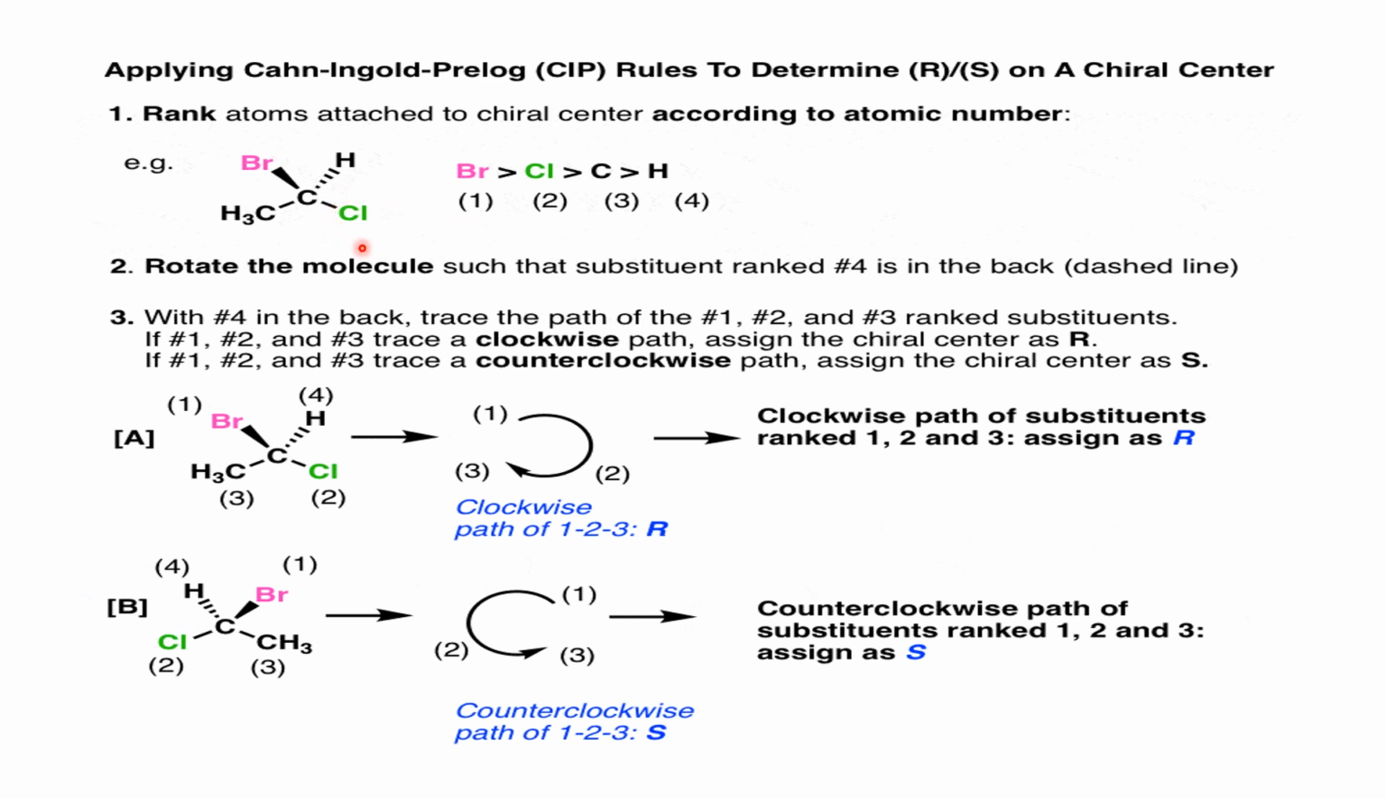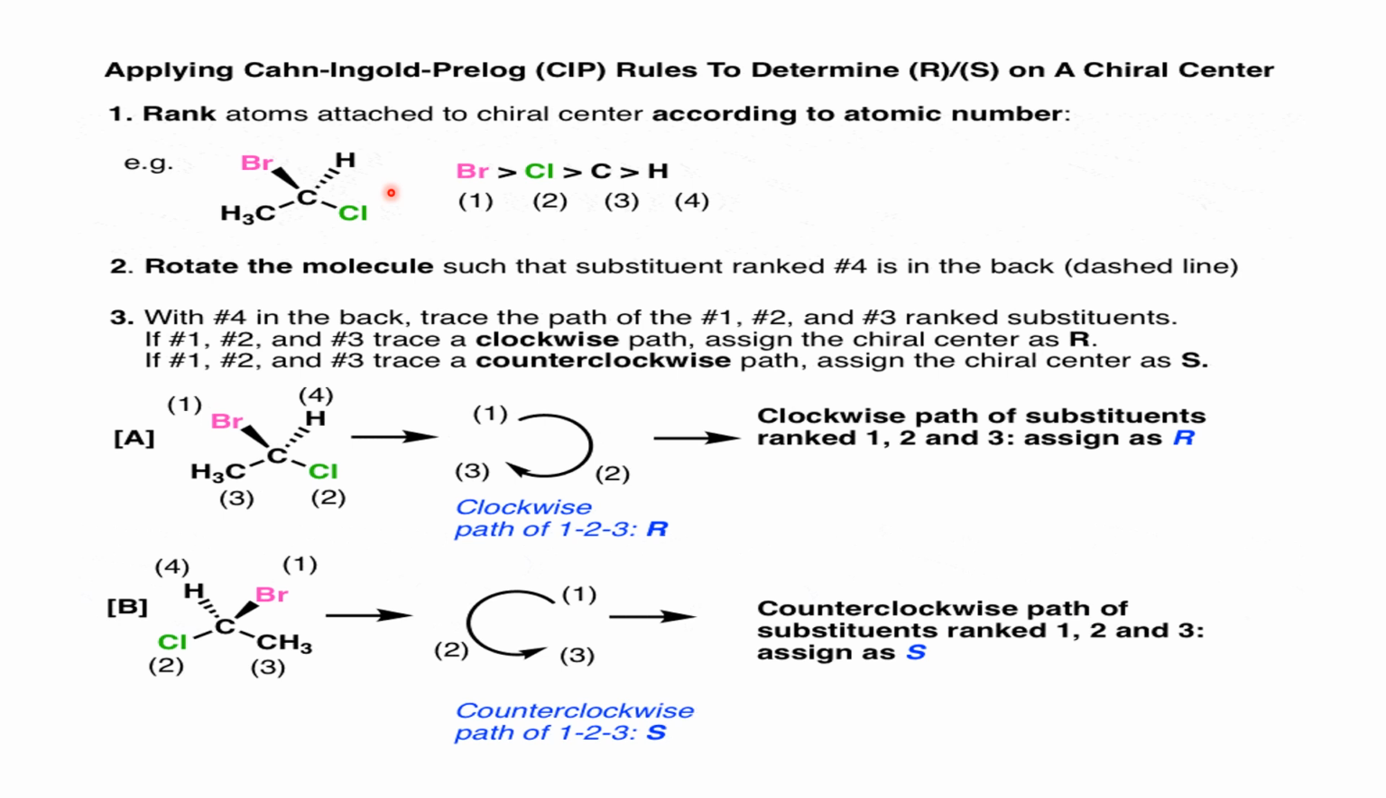Chlorine has the second highest atomic number. Hence, the second priority is to chlorine. After chlorine, we have the carbon atom, atomic number 6, which is the third highest. So, the third priority is to carbon. And the atomic number of hydrogen is 1, and it has the fourth or the least priority. So, for this molecule, we have assigned the priority bromine, chlorine, carbon, and hydrogen.